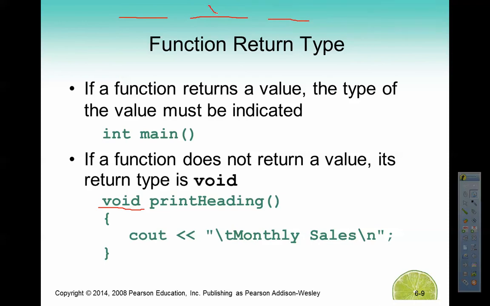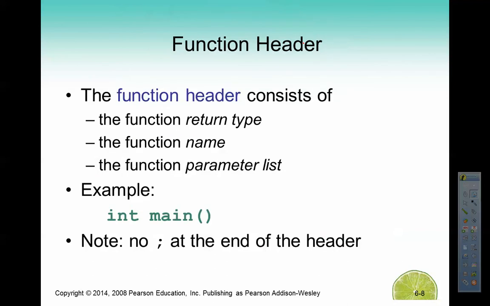So the name is here. The return type is going to be void, and no parameters is going to be parentheses, open and close, and that is what we call the header. It needs those three things, always, okay? We cannot define a function if we don't have those three things.